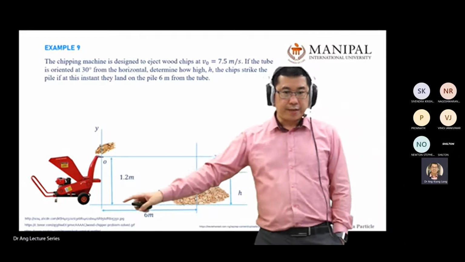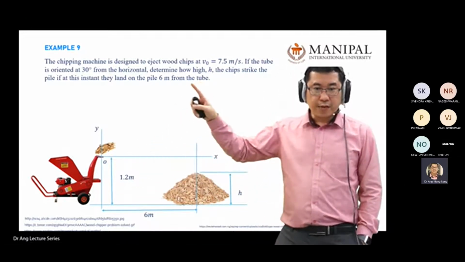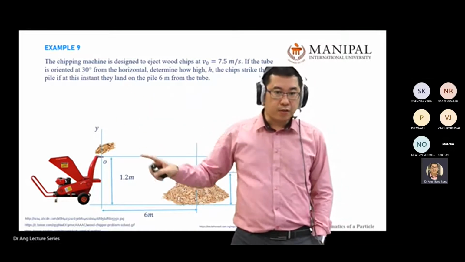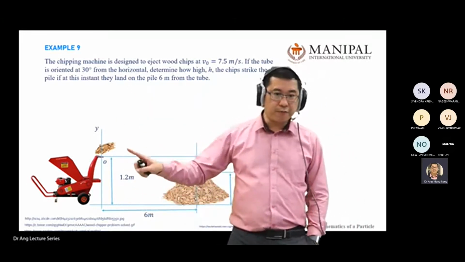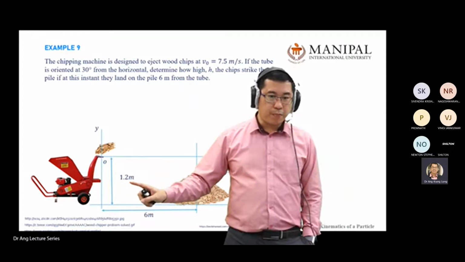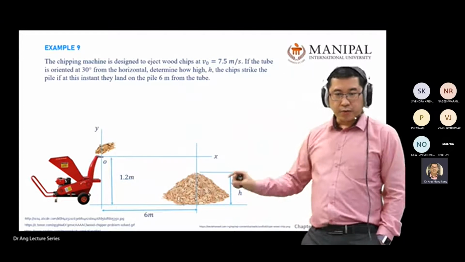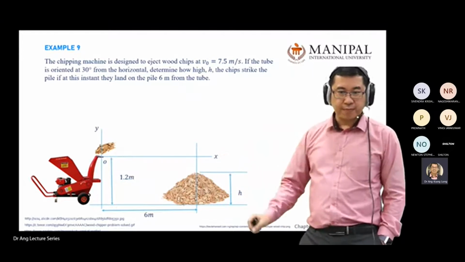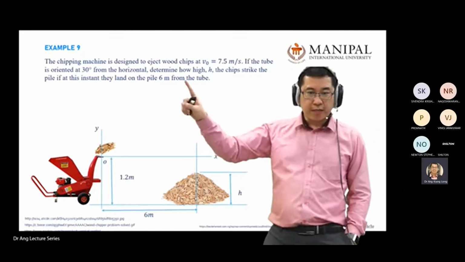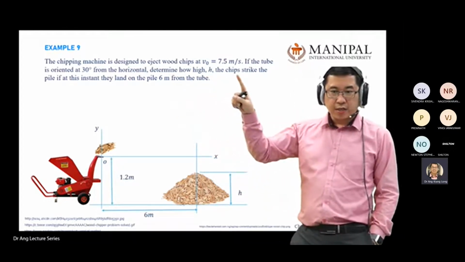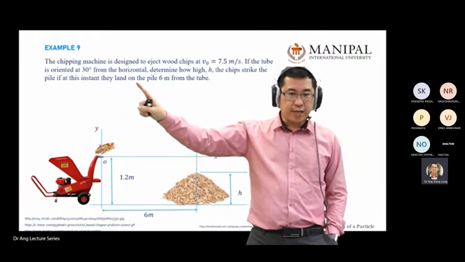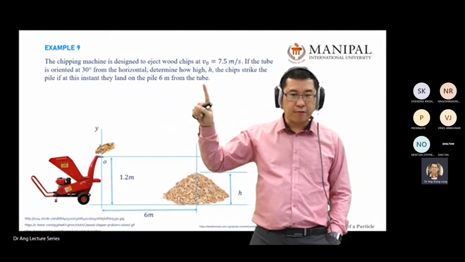All right, and the position is 1.5. Does it mention here? Oh, it's not mentioned here. So this is the additional information, where from the ground to the mouth will be 1.2 meter, meaning you need to find this gap. He asks you to determine the height H where the chip strikes the pile, if they land on the pile 6 meters away from the tube.